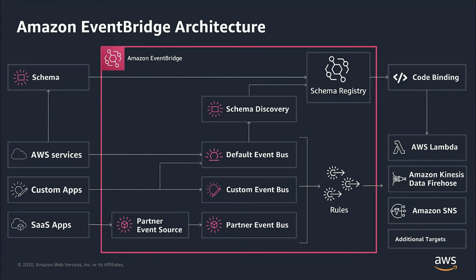EventBridge connects applications using events. An event is a signal that a system state has changed, such as an order being placed by a customer. To write code to react to events, you need to know the event schema, which includes information such as the title, format, and validation rules for each piece of event data. The EventBridge schema registry stores a collection of easy-to-find schemas generated by your organization's applications, AWS services, or SaaS applications.